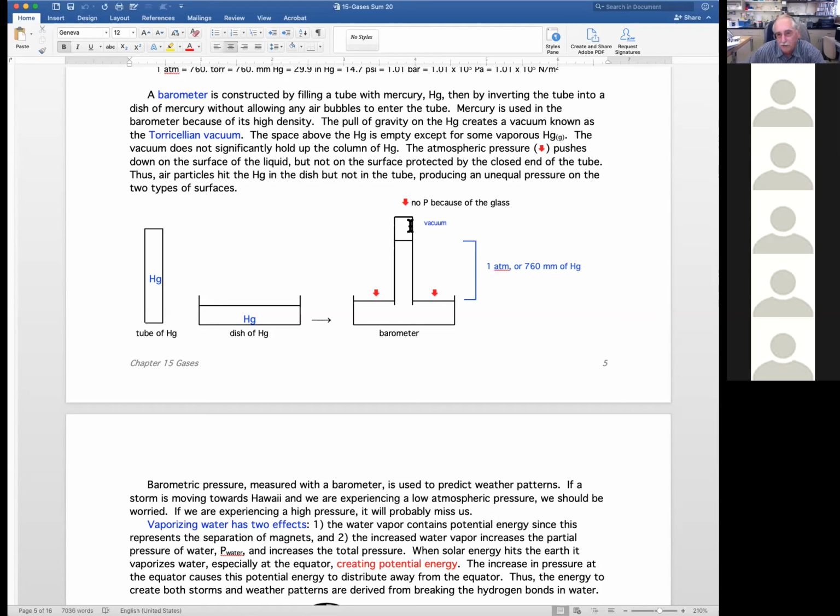So what's in here? It's not air, because I didn't let any air go in. It's a vacuum. There might be some particles of mercury in the vapor, and that is dependent upon temperature. That's why we have to control for temperature sometimes. But the major reason why you get this column right here is because the pressure down here is different than the pressure up here.